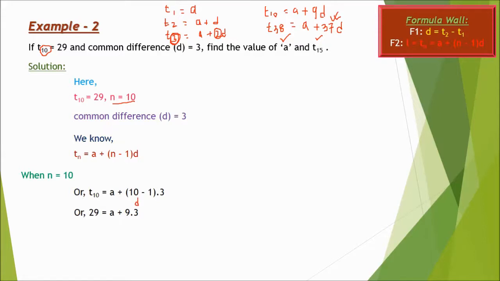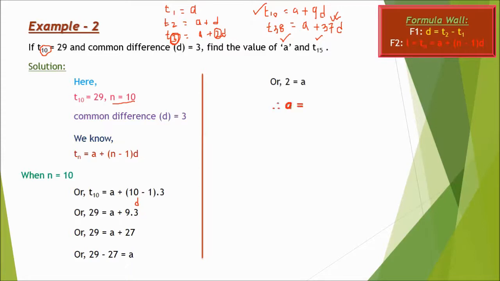Now t10 is equal to a plus 9d. If you know this, you can write it directly. Now 29 is equal to a plus 27. Now 27 comes to the left hand side. 29 minus 27 is equal to a, or 2 is equal to a, and therefore the value of a, our first term, is 2. We easily found the value of the first term.